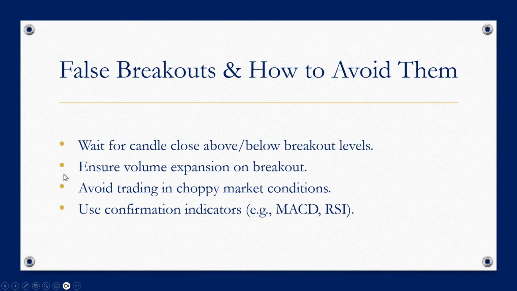Okay, let's talk a little bit about false breakouts and how to avoid them. They can be frustrating, but they can be avoided by waiting for a candle to close beyond the breakout or breakdown level. Okay, confirm the move with volume expansion, and you can use other supporting indicators like RSI or even MACD to strengthen your conviction. A breakout above resistance with a rising RSI and a bullish MACD, that's a strong signal. Okay, avoid trading in choppy market conditions where breakouts are less reliable.